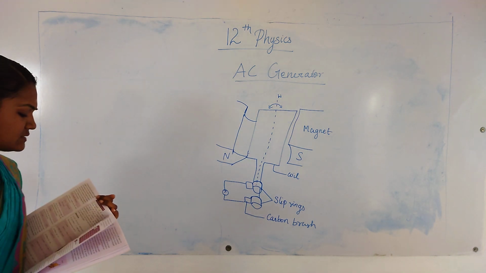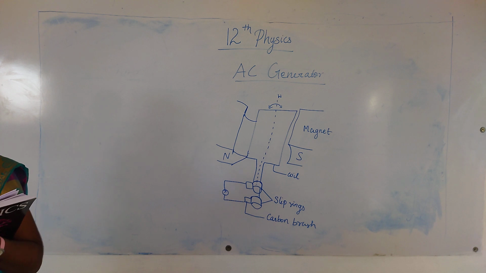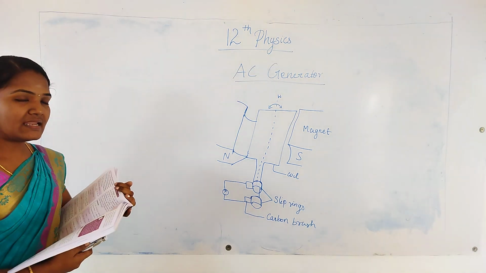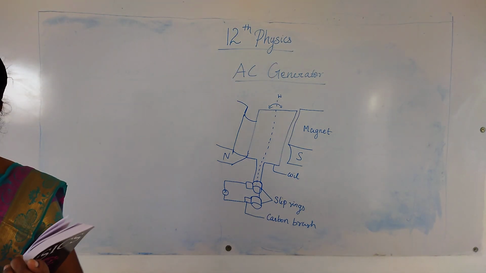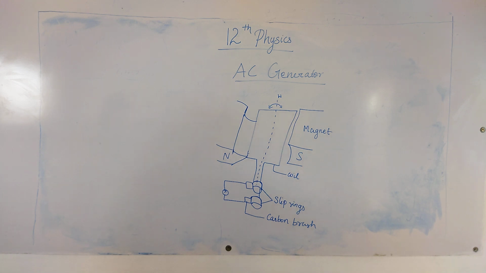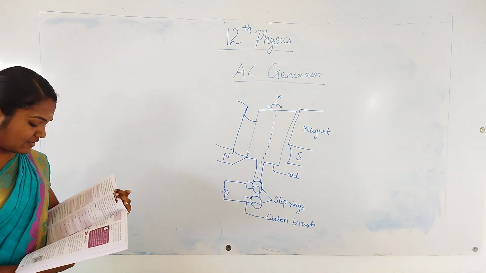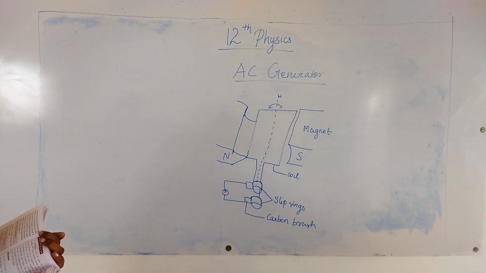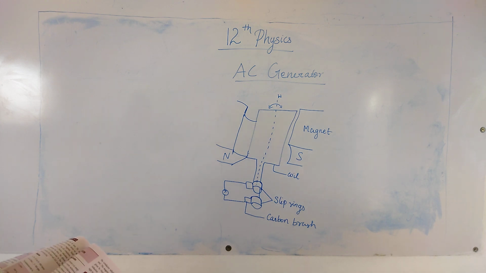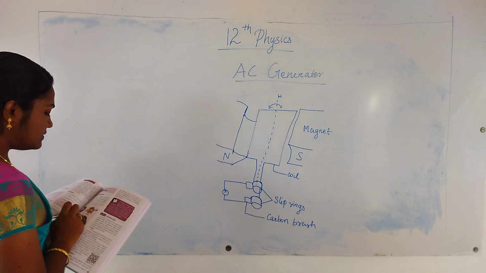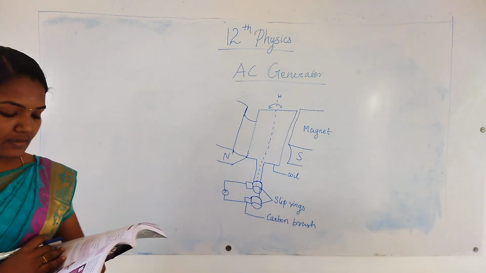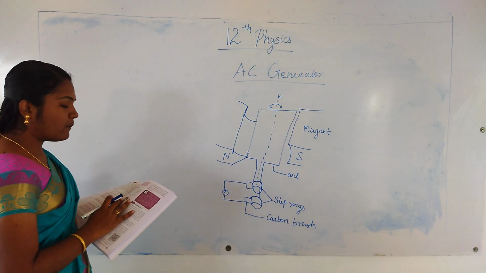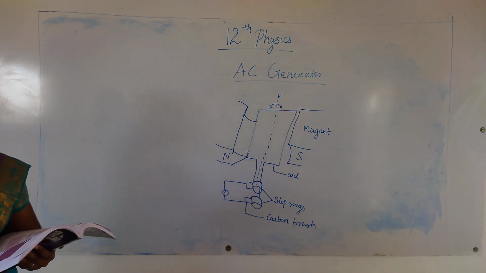The alternator produces large-scale electrical power for use in homes and industries. Alternating current is used in our homes and industries. Some components of AC generators are given in our textbook. See figure 4.26, the AC generator and its components. The first one is the stator, then the rotor, then the brush box, then the slip rings. These are the components present in the AC generator.